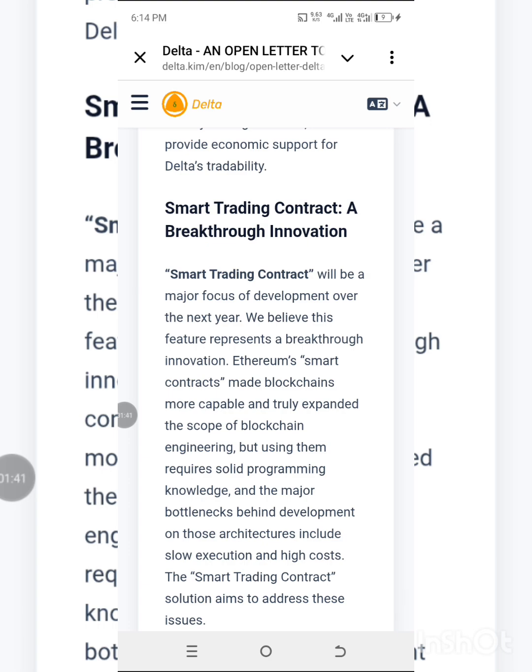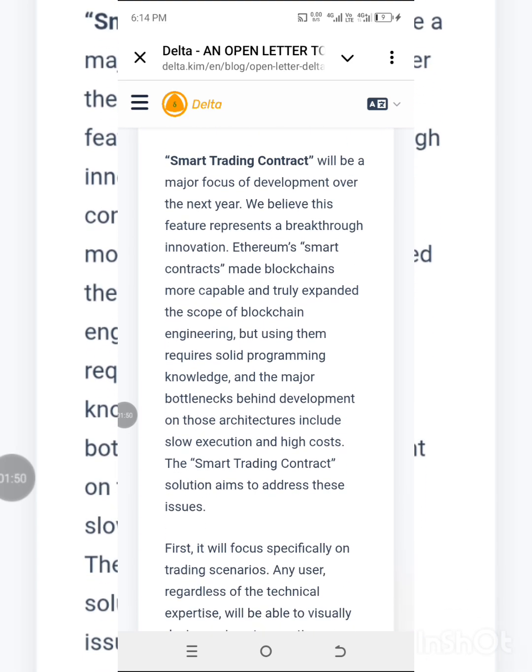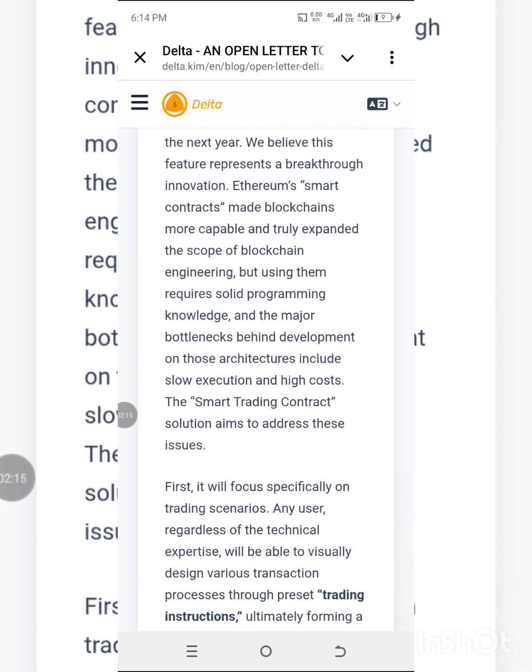Smart trading contracts will be a major focus of development over the next year. We believe these features represent a breakthrough innovation. Ethereum's smart contracts made blockchains more capable and truly expanded the scope of blockchain engineering, but using them requires solid programming knowledge. And the major bottlenecks behind development on those architectures include slow execution and high costs. The smart trading contract solution aims to address this issue.